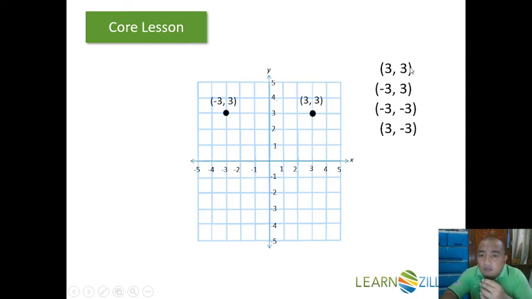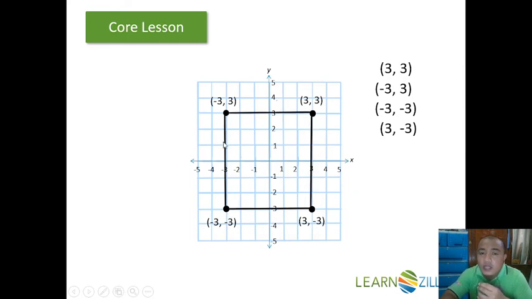For 3, 3, this is in quadrant 1. This is in quadrant 2. Sorry, excuse me, quadrant 3. In quadrant 4, 3, negative 3. Quadrant 3, negative 3, negative 3. And if you connect the points, you come up with a square.